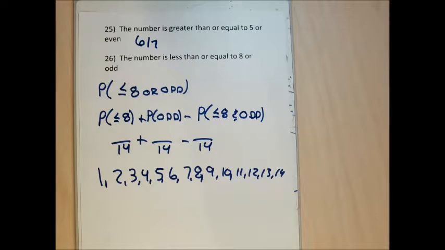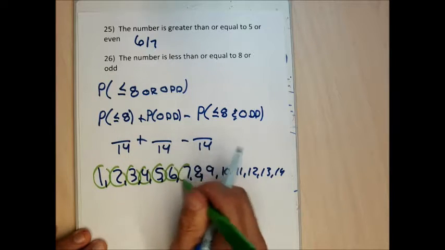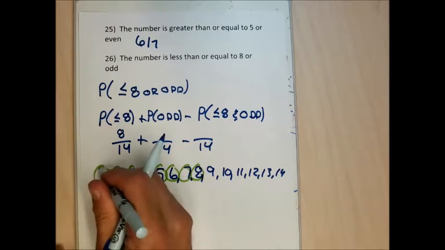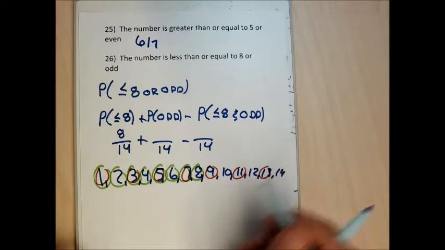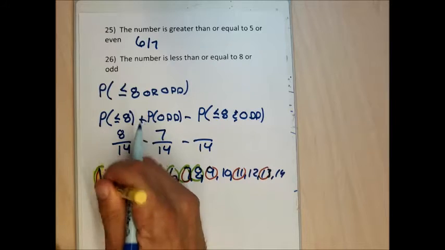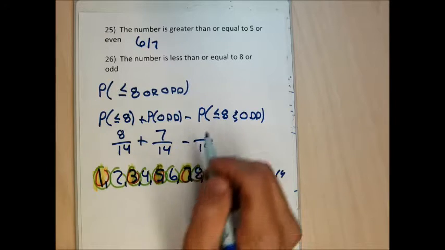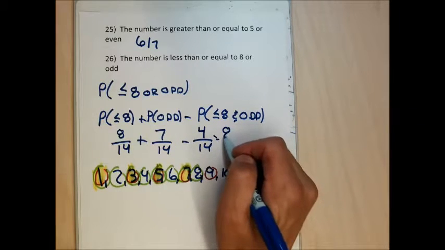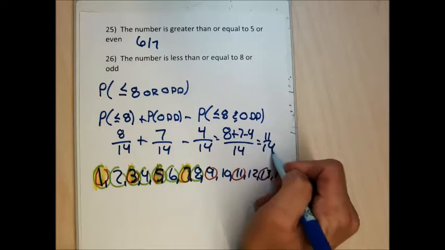that could be selected. For less than or equal to 8, I'm going to count any number less than 8 or equal to 8. I'm going to count all those 8 that I just circled right there. For odds, I'm going to count 1, 3, 5, 7, 9, 11, 13. I'm counting those 7. And for the and part, anything that I counted twice, I counted the 1 twice, the 3 twice, the 5 twice, and the 7 twice. Anything I counted twice needs to be thrown out. There's 4 that I counted twice. This comes out to be 8 plus 7 minus 4 over 14. And I get 11 over 14, and that doesn't reduce.